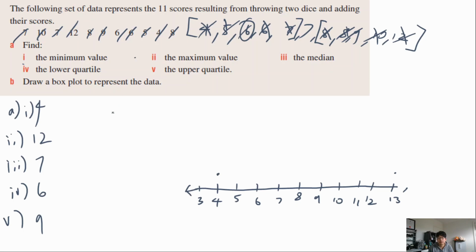The median I have was 7, so I'll draw the line at 7. Lower quartile was 6, so the outside of the box is over there, and the upper quartile was 9, so the other outside of the box was there. And we'll just draw a box here, and draw lines connecting to the minimum and the maximum. So this is what your box plot should look like for this question. Just make sure it's a bit neater than the one I've got here.